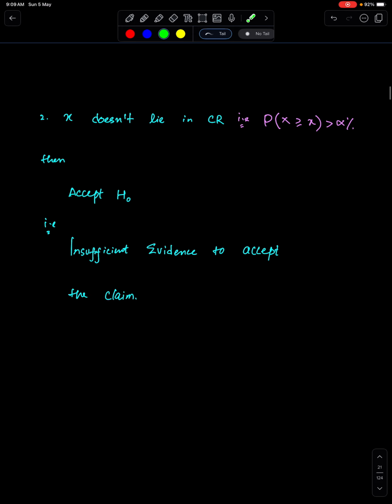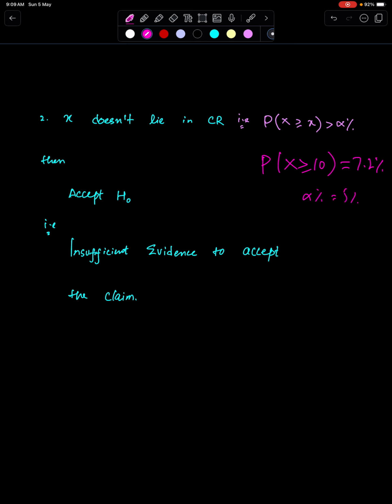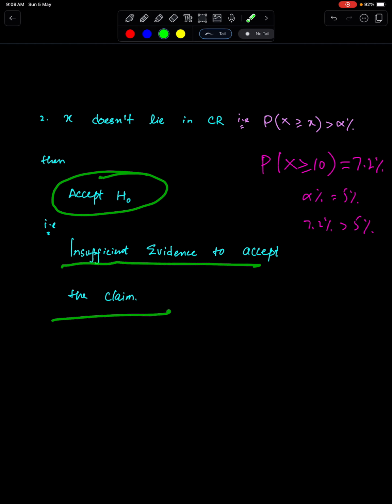The other possibility: if x does not lie in the critical region, means if the probability of x greater than or equal to 10 is, let's suppose, 7.2% and alpha is, let's suppose, 5%, then 7.2% is greater than 5%. So x does not lie in the critical region. Therefore, accept H0 and conclude that there is insufficient evidence to accept the claim.